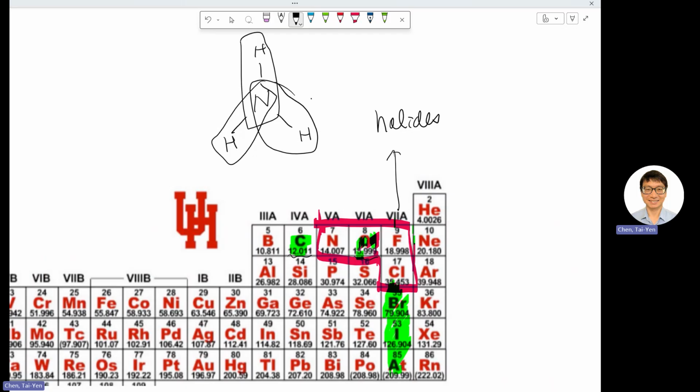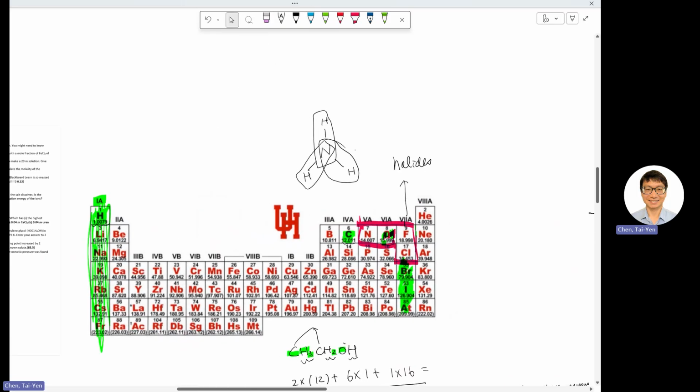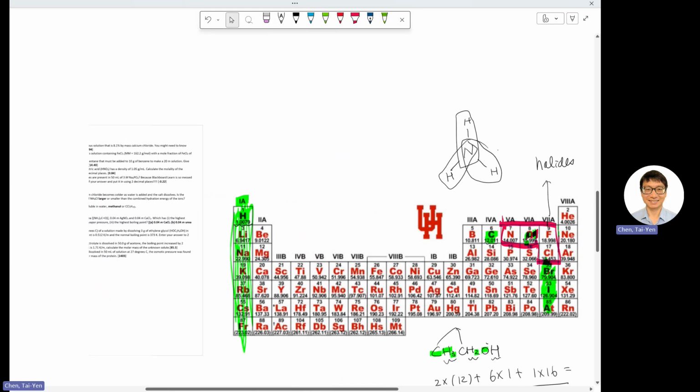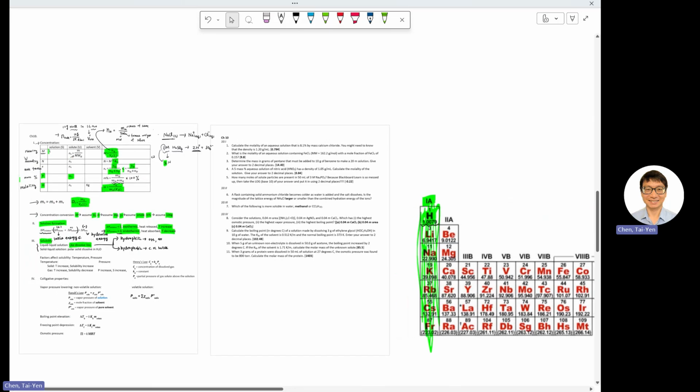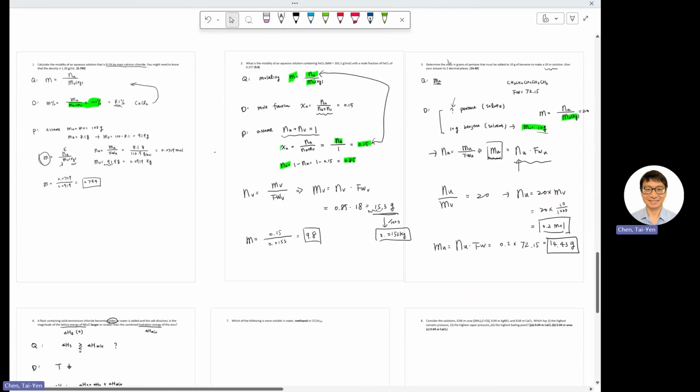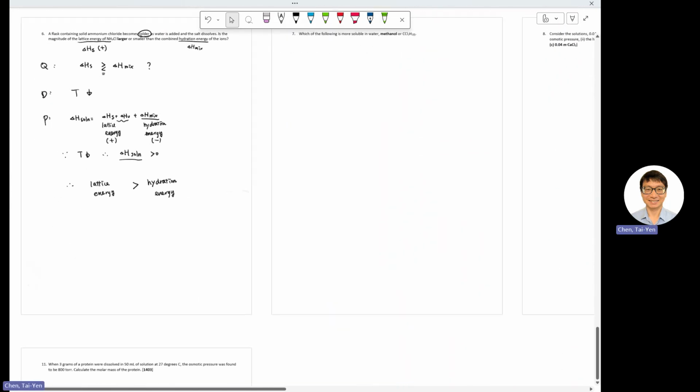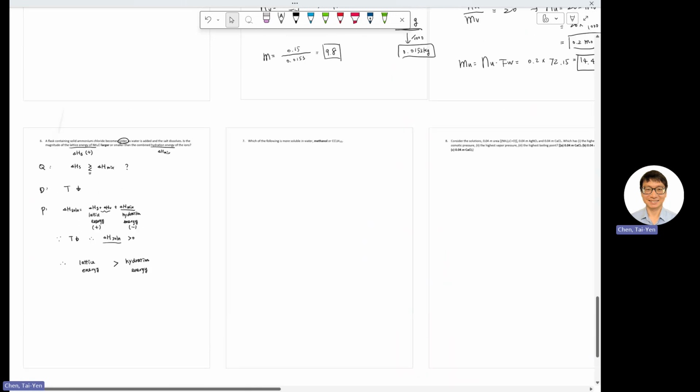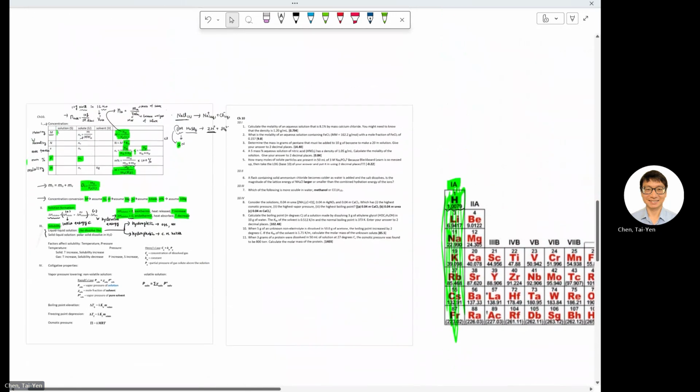So that's a deeper understanding of the molecule, which I don't think is that important to you if you're not a chemistry major. But it's good to know if you want to really understand the world at the molecular level. Okay, so getting back to here.